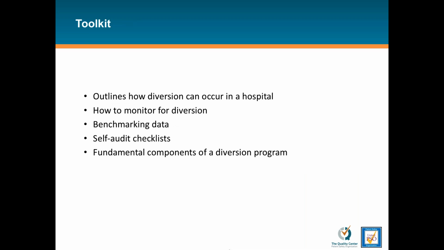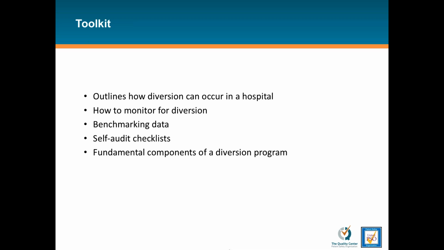So when you look in the toolkit, it outlines a lot of different ways that diversion can occur. I mentioned it can occur at any point in the medication use process, and the toolkit will give some examples of diversions that have occurred in each of those. We also talked a little bit about monitoring for diversion and ways that you can do that. It has some benchmarking data, so you can see how you're doing compared to other hospitals, and then that self-audit checklist.